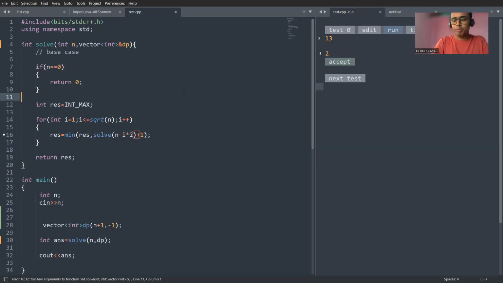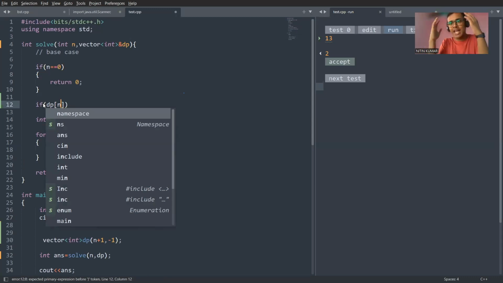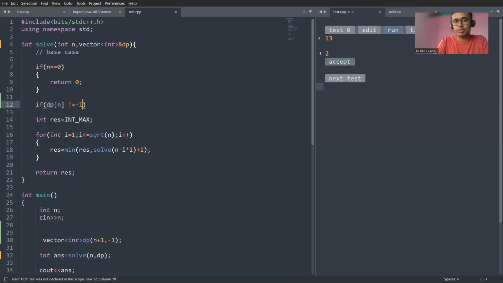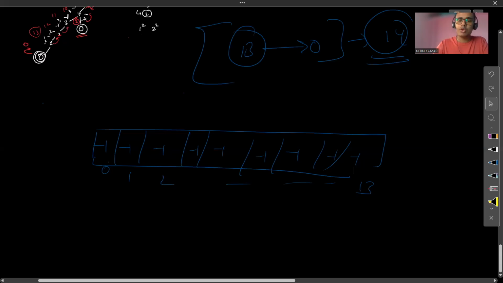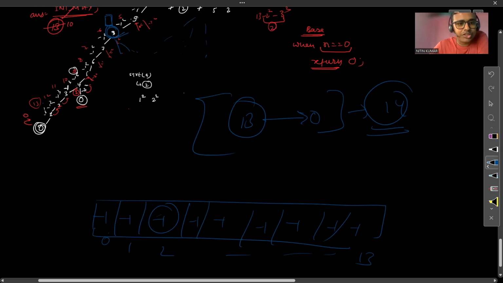But before performing this operation of recursion, I am checking one thing: if dp of n, the current value of n which I am going to perform my recursion on, is not equal to minus 1, what does it mean? If it is not equal to minus 1, then that means I have already performed that value, because only then the value here will be changed to the value which I got previously. Let's take an example of 3. So I have already gone through 3.